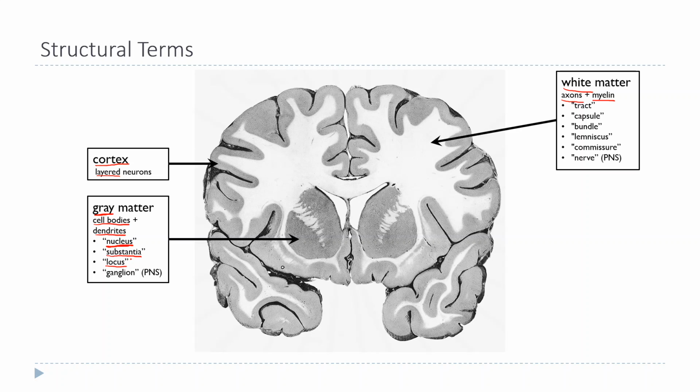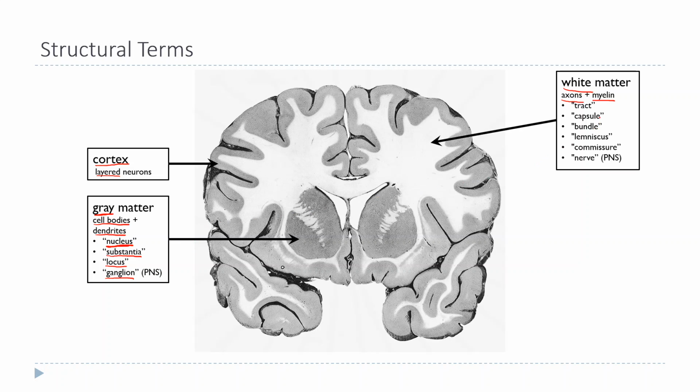Meanwhile, in the peripheral nervous system, it's worth pointing out, a group of neuron cell bodies that are bundled together, we call a ganglion. Now, strictly speaking, I have this listed under gray matter. We don't really say that there's gray matter in the peripheral nervous system, but the word ganglion and the word nucleus kind of correspond to each other. So a nucleus is a group of neurons in the brain. A ganglion is just a group of neuron cell bodies in the peripheral nervous system.